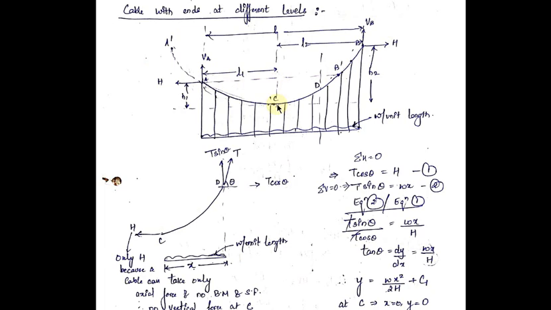Suppose the deepest point of the cable is point C. The horizontal distance of support A from point C is L1. The horizontal distance of support B from point C is L2. Suppose the vertical distance of support A from the level of C is H1, and the height of support B from point C is H2.